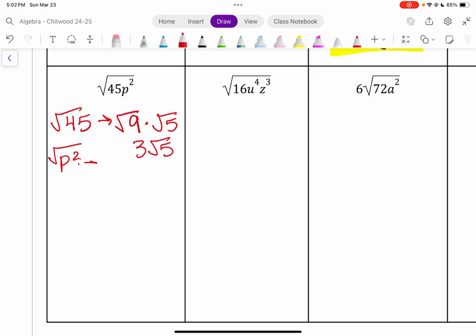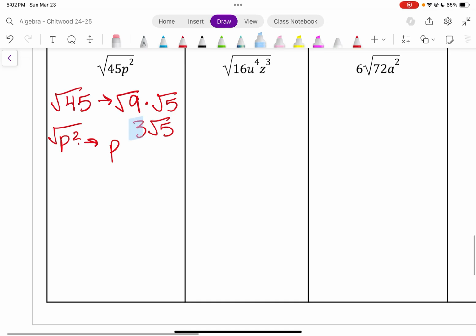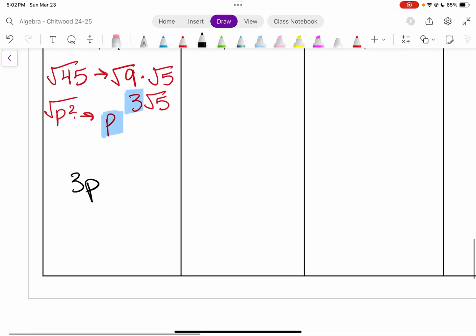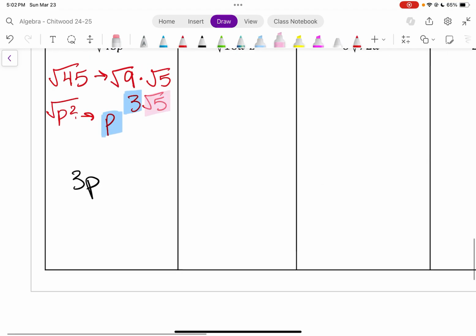Square root of p to the power of 2, it's an even exponent, so I just divide it by 2, so I get p. The number or variable that is not under the radical will go first, so that is 3p. Then whatever is under the radical goes after, so now root 5.